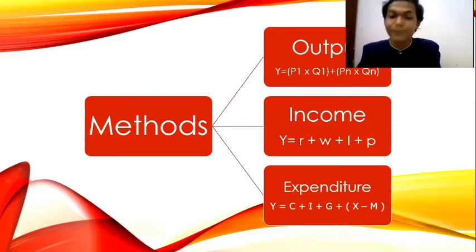The next one is the expenditure method, or expenditure approach. The formula that we have to calculate is Y equals C plus I plus G plus X minus M. C stands for consumption, I stands for investment, G stands for government expenditure, X stands for export, and M stands for import.